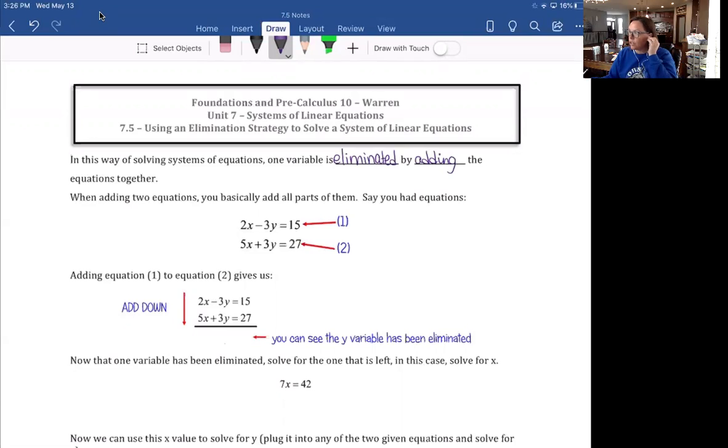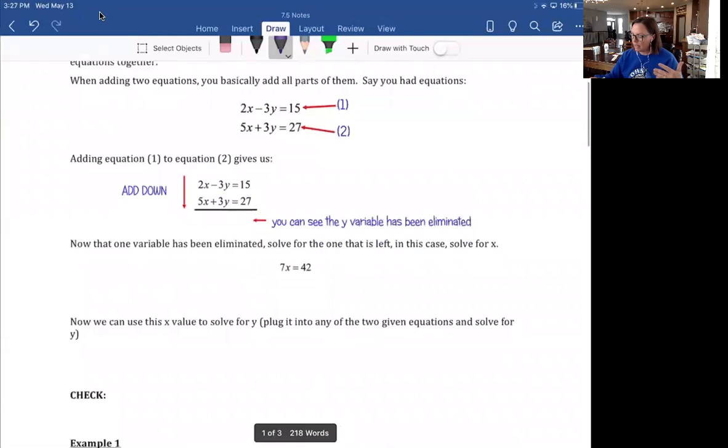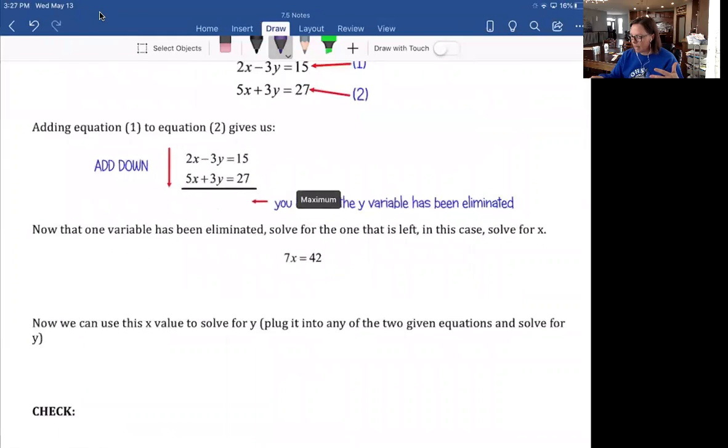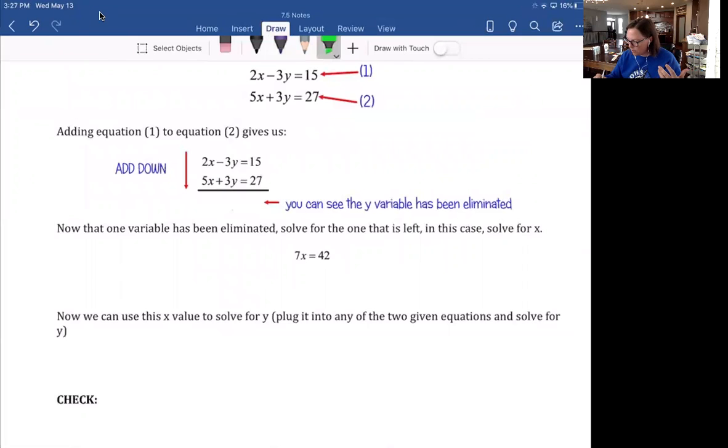You add like terms. So x's with x's, y's with y's, constants with constants. Okay, so you line them up, one right underneath the other, and we're looking for one of the variables to eliminate one another. Now, sometimes you'll be lucky and that will be given to you. So here, we have negative 3y and plus 3y. Negative 3 plus 3 is 0, so those are actually going to cancel out because they're equal to 0y.